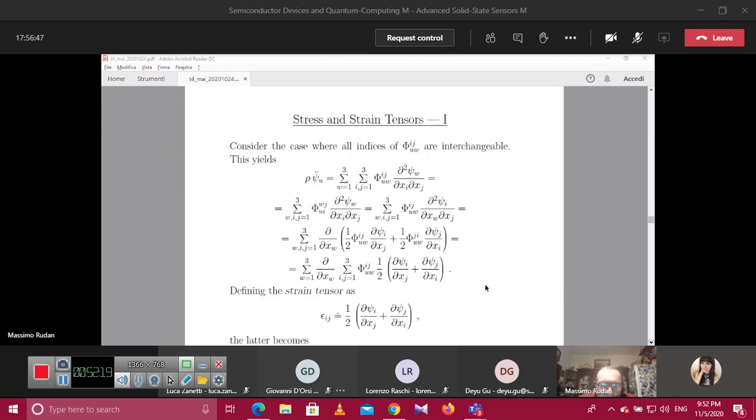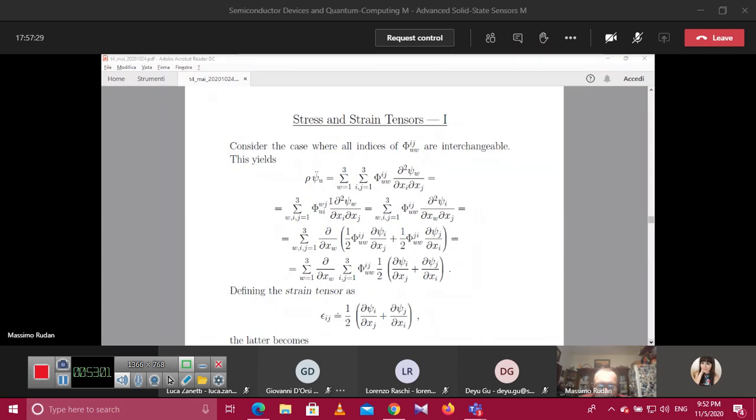density of the material times the acceleration along one of the three directions is equal to the triple sum of the tensor times the second derivative of the displacement. We start interchanging the indices. We do it on phi first. You see that when we go from the first line to the second line, here we have exchanged W and I with respect to this, because phi is invariant.